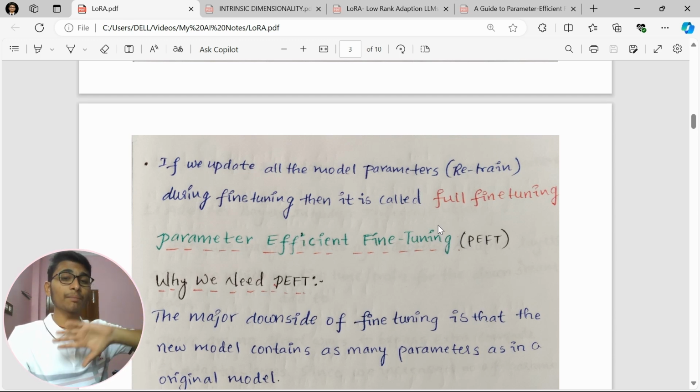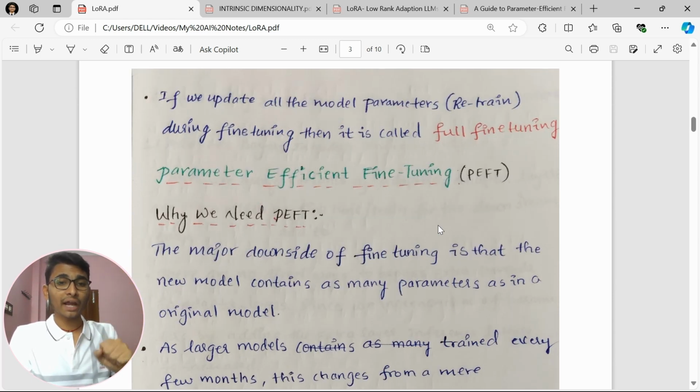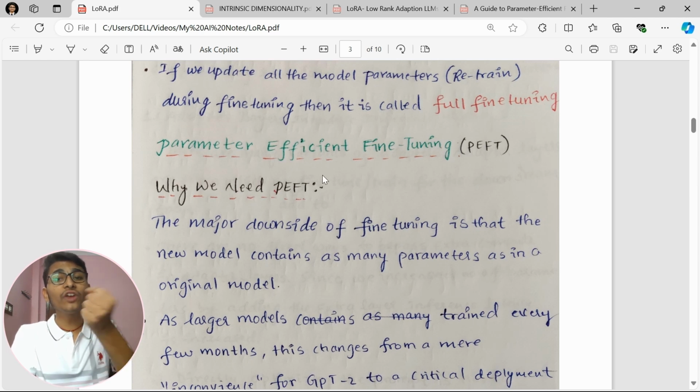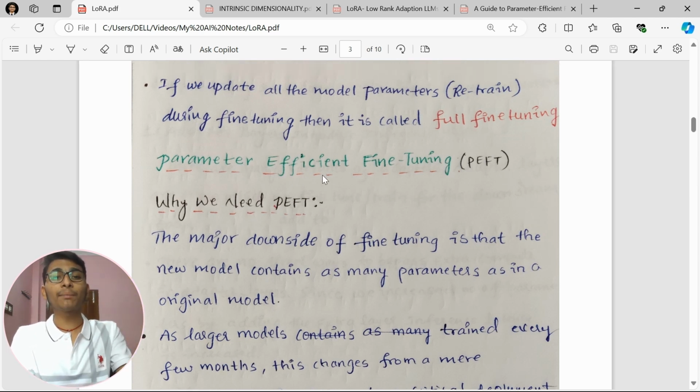Now we have some other techniques: parameter efficient fine tuning techniques. What is parameter efficient fine tuning? See, in the name itself, fine tuning means the basic adjustments we have to do. Parameters are nothing but the weights and biases. Now how can we efficiently use the parameters, the weights and biases, so that we can fine tune?